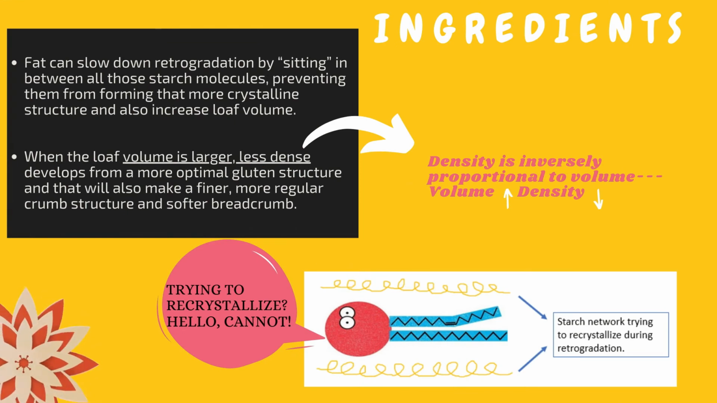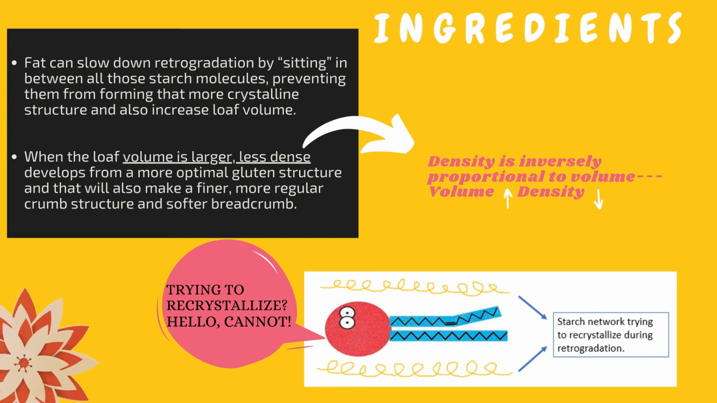Certain ingredients can slow down the staling process. Ingredients such as fat, sugar, high protein flour, and others can slow down staling. Fat can slow down retrogradation by sitting in between all those starch molecules, preventing them from forming that more crystalline structure and also increase loaf volume.